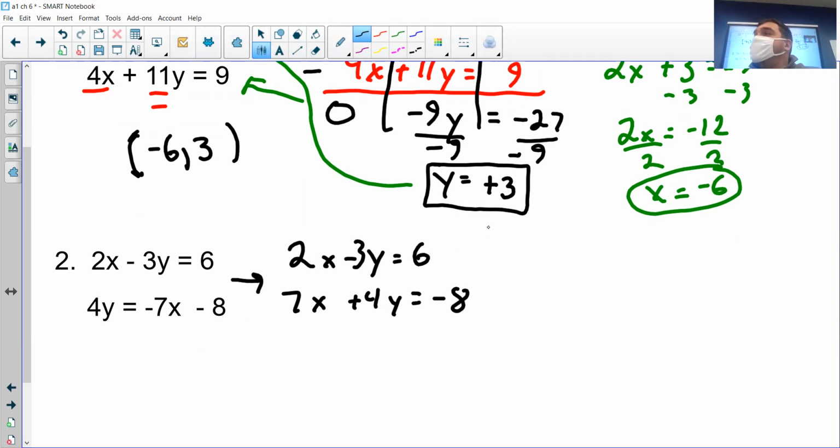So what we're going to do is we're going to multiply. But something's weird. 2 to 7, that's kind of strange because that doesn't go in cleanly. 3 to 4, that also doesn't go in cleanly. So what we're going to use is something called what? Tell me what you would do.